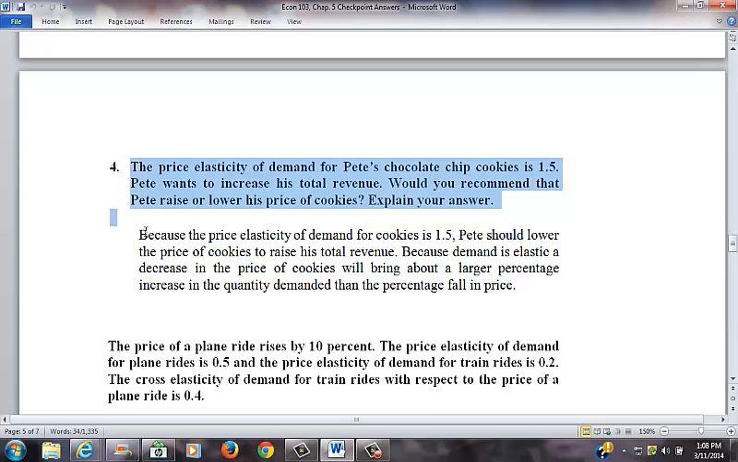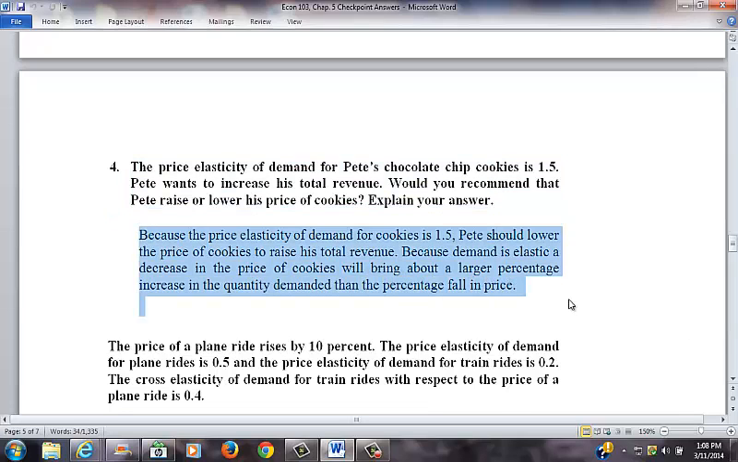Explain your answer. Because the price elasticity of demand for cookies is 1.5, Pete should lower the price of cookies to raise his total revenue. Because demand is elastic, a decrease in the price of cookies will bring about a larger percentage increase in the quantity demanded than the percentage fall in price.